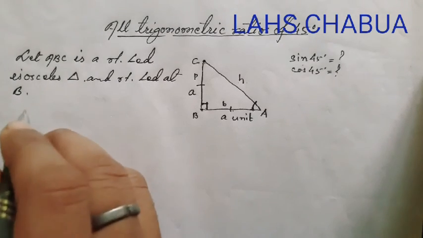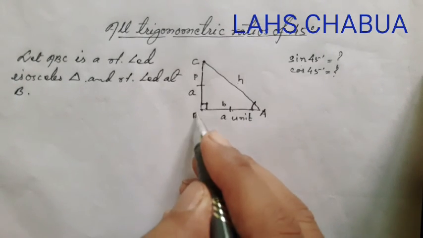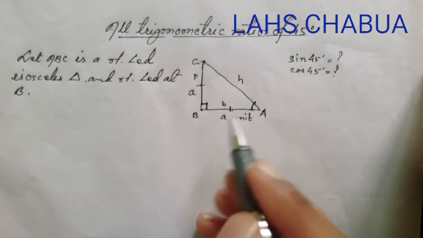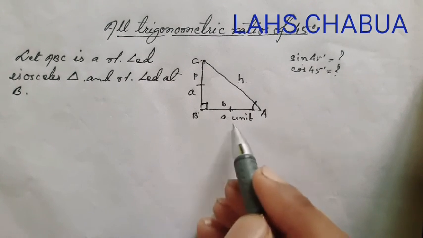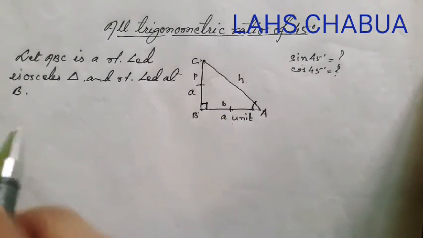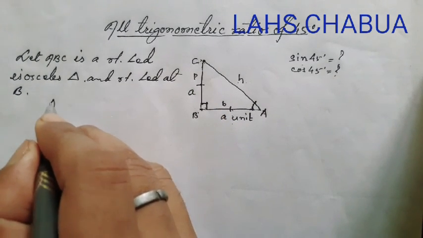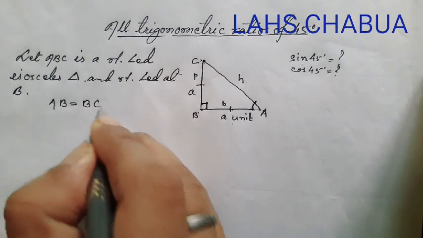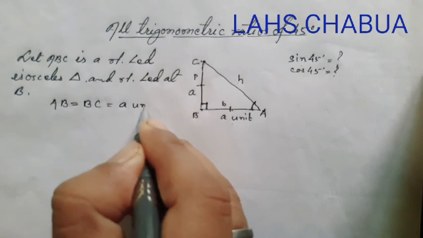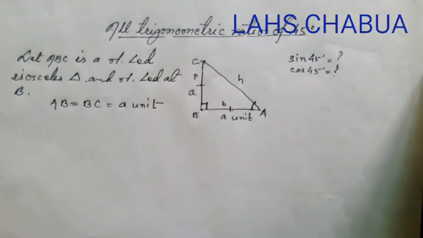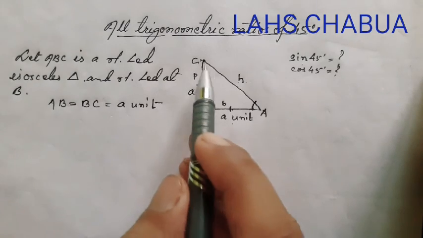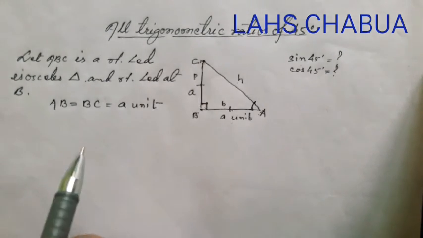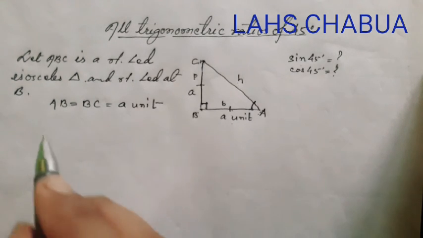And what we have assumed, the length of side AB as a unit and BC also. Remember, these two sides are equal, and we have assumed the length of AB as a unit and BC also a unit. So AB equal to BC equal to how much? a unit. Now in order to obtain the length of this side, that is the length of the hypotenuse, we are going to apply Pythagoras theorem.